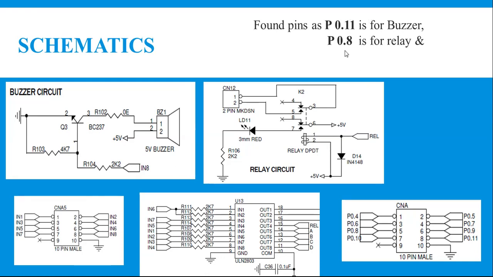So we identified 2 pins. The first is the 11th pin of port 0 to control the buzzer, and the second is the 8th pin of port 0 to control the relay. Both will act as output ports. That is, essentially our microcontroller should send the value through these ports. So obviously these 2 ports are output ports.